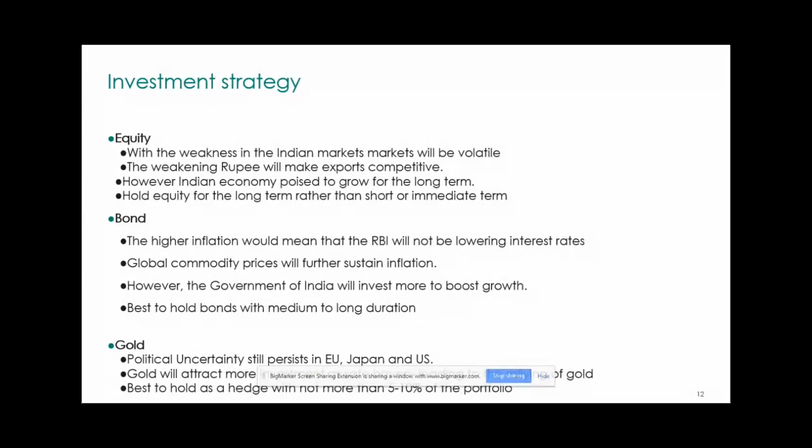Due to all of these factors, there will continue to be volatility in the world. And in such a situation, gold will become a preferred instrument for investors. And this in turn will lead to the rising of gold. So it will be best to hold gold as a hedge rather than a pure form of investment in a portfolio. So as a hedge, it should only account for 5 to 10% of your portfolio.